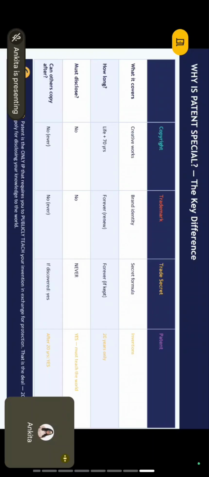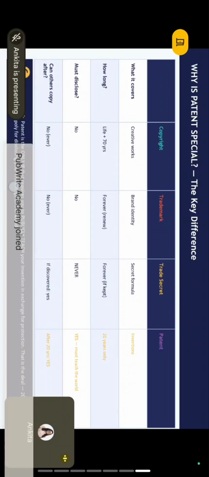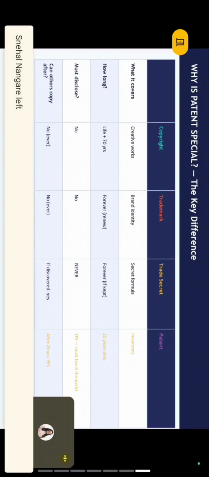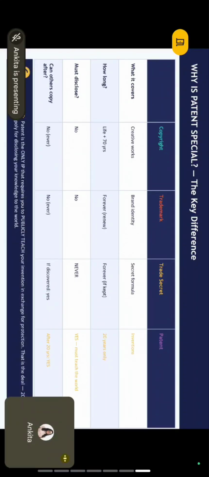Patent says, tell the world exactly how your invention works, and in return, we give you 20 years of protection. So patent is the only IP that requires you to publicly teach your invention in exchange for protection. And that is a deal: 20 years of monopoly for disclosing your knowledge to the world.